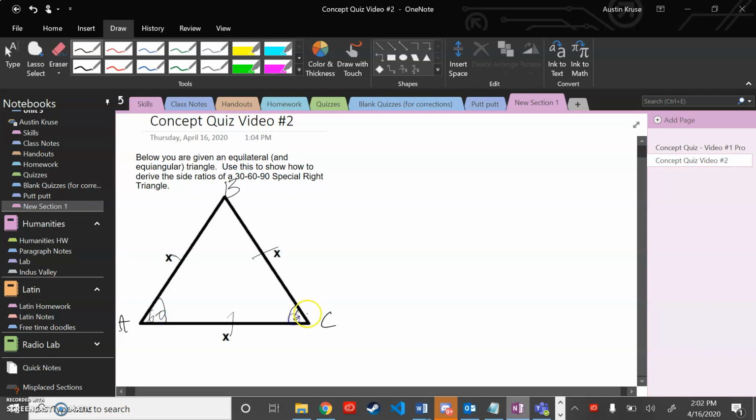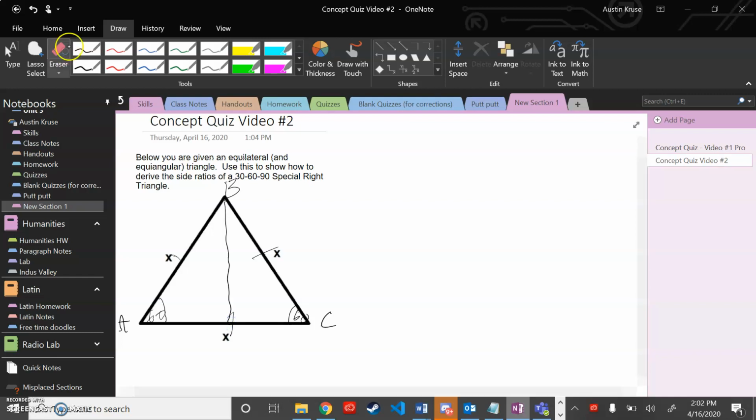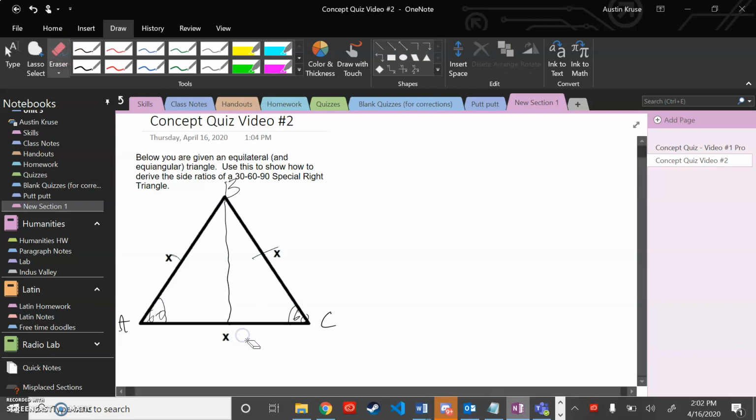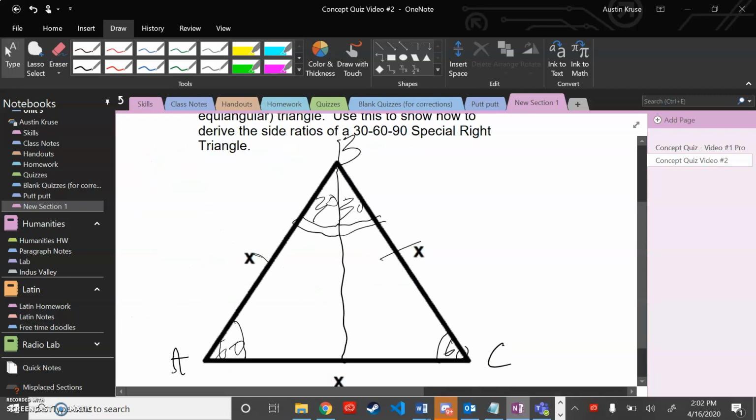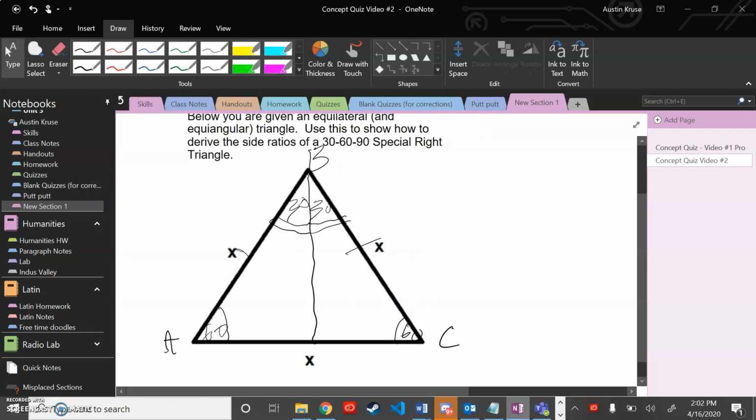And I'm just going to draw an altitude, which is going to bisect this side in half, which then makes these two angles 30. And since this was an equiangular triangle, we know these two angles are congruent because they were cut in half by an altitude, which is almost the same thing as a bisector. So it just cuts it straight in half.